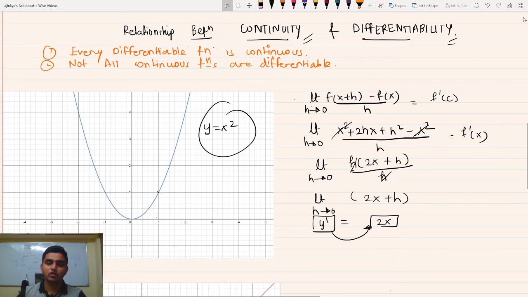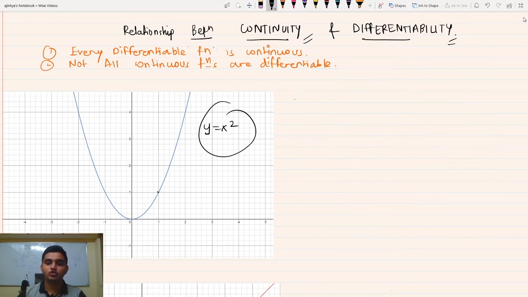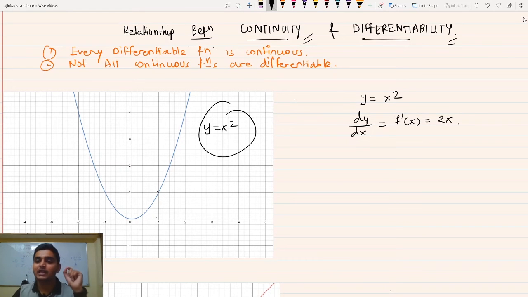So I'll just rub this off in order to make you understand the exact meaning. So now we know that if the function is y equals x square, then dy upon dx, which can also be stated as f dash of x, is equal to 2x. So we know that at any particular point, at point C, no matter what the point is, this function is going to be differentiable.